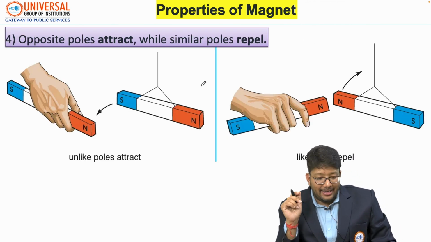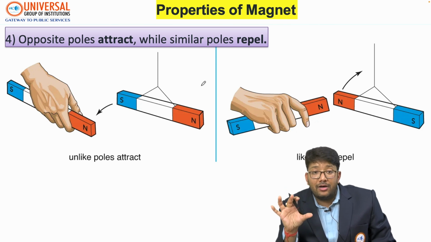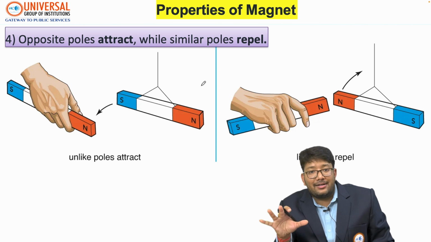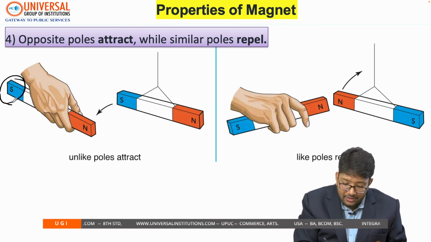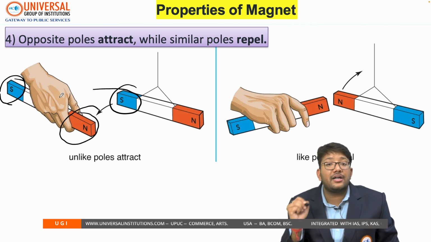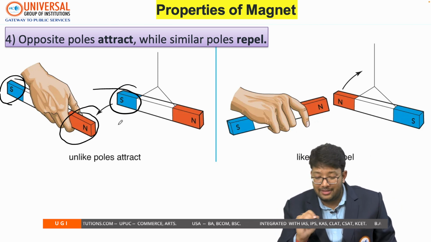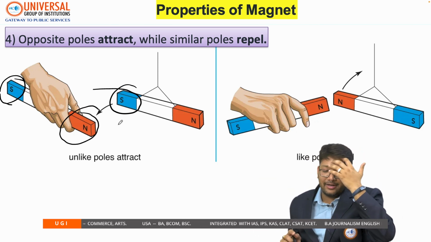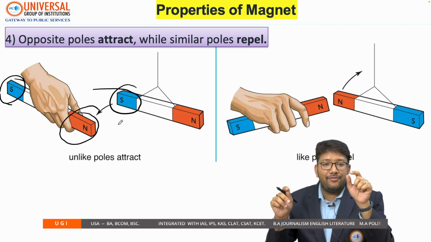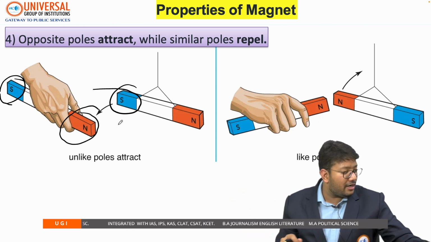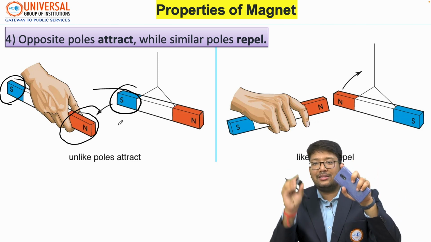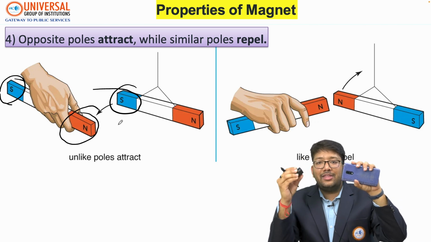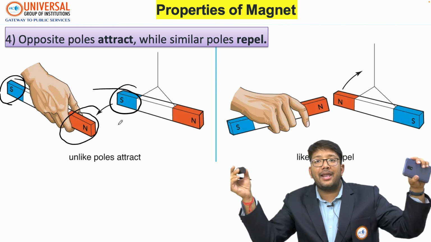The fourth property of a magnet is, opposite poles attract. Opposite poles attract means if this is south and this is north, south will be attracting north, not north. Remember that. In the illustration also it's clearly shown to you that if there are two magnets, if this is the north and this is the south, they will attach to each other. If both are north, they will repel.